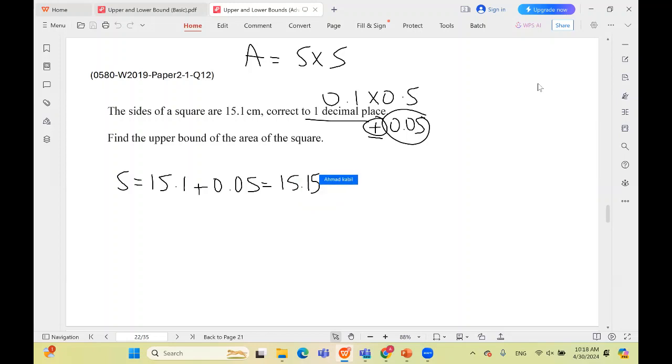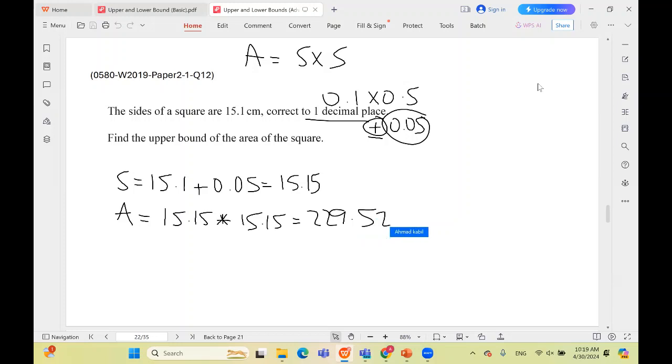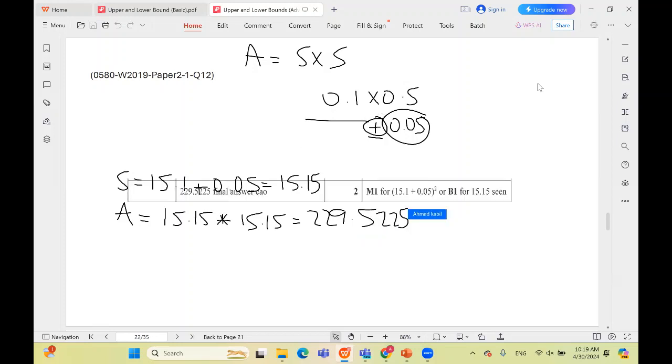And this is 15.15. So the area equals 15.15 times 15.15. Use the calculator to evaluate this. And the answer is 229.5225. And this is the correct answer here.